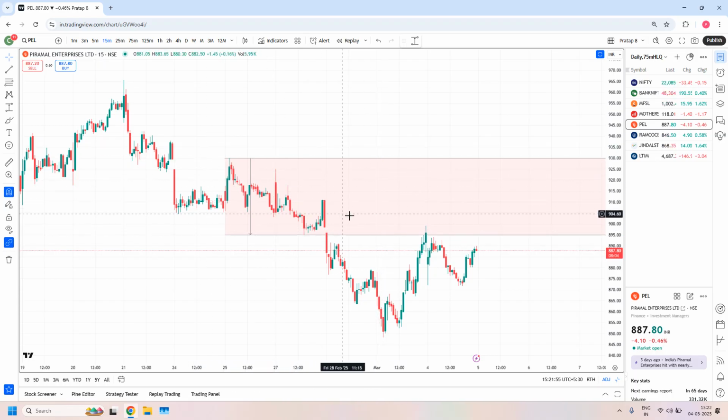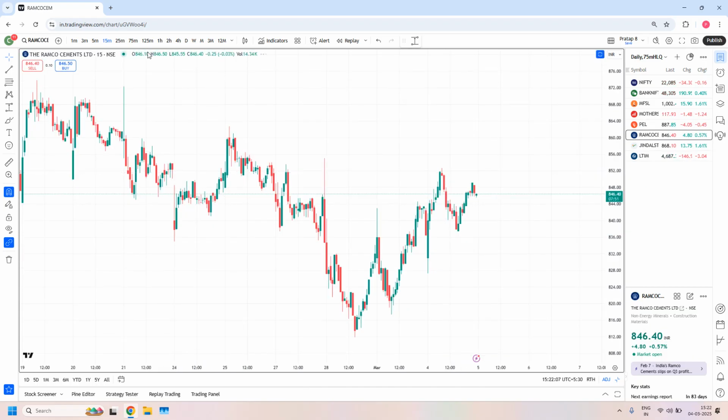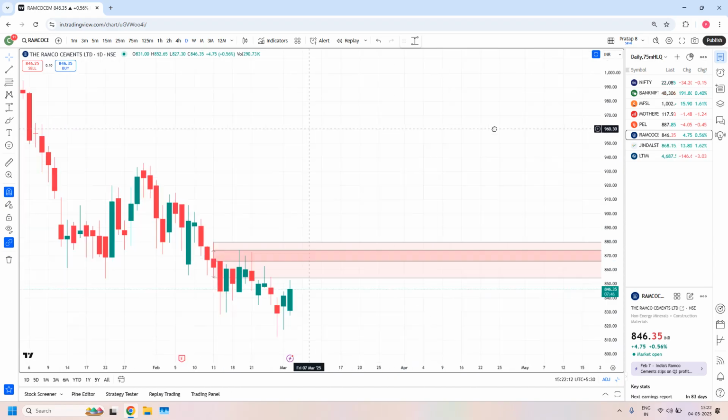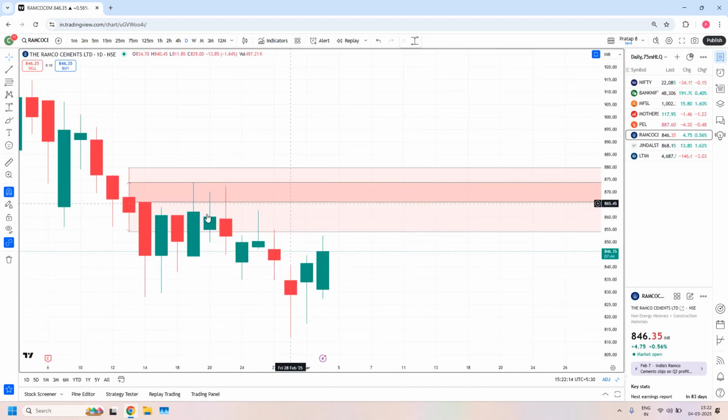Anyway, if we go to 15 minutes, it will be an aggressive trade setup, but even the 15 minute structure I am not really much comfortable with here. The pivot is here in this area. So PEL I left, and next one is Ramco Cement. This is also a daily high liquidity supply zone. Previously we analyzed this stock and were left with a 75 minutes zone.